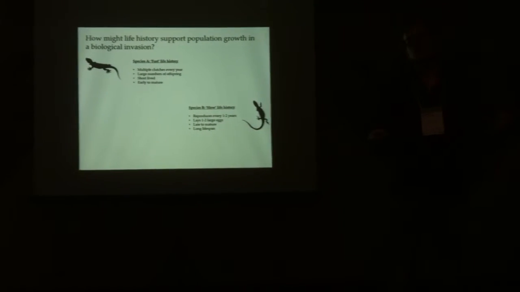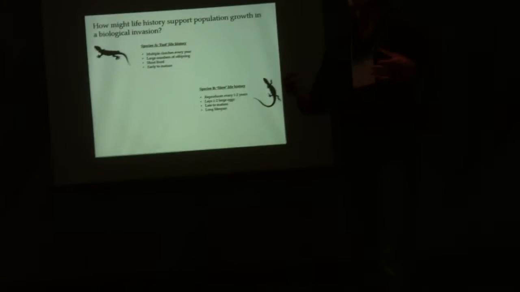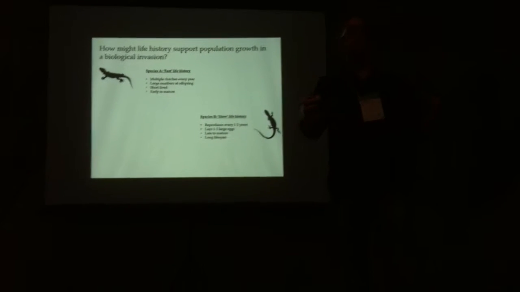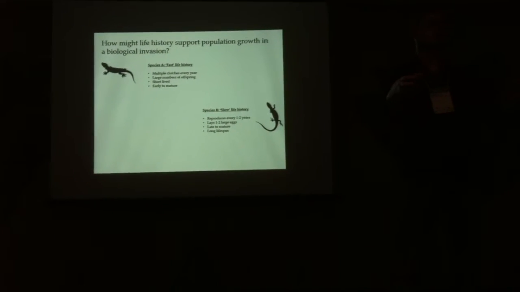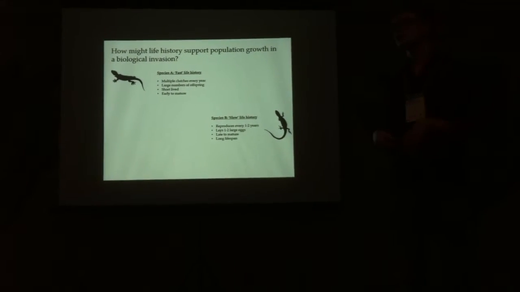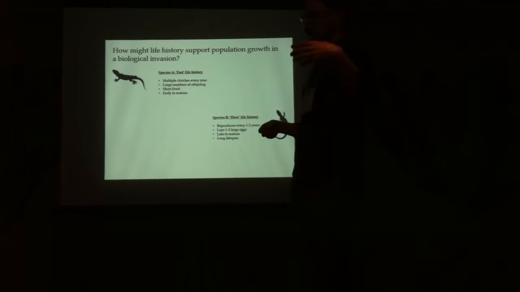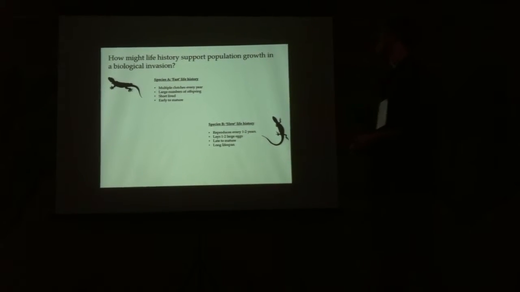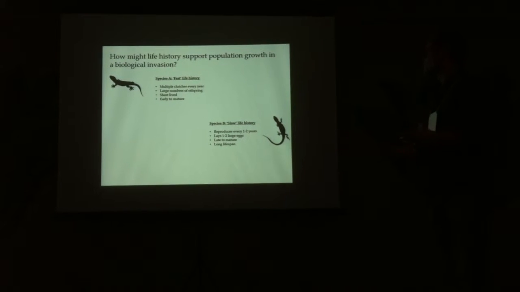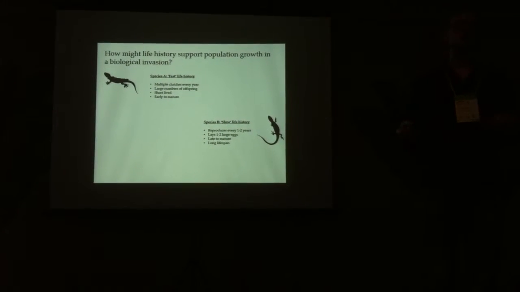The traits that I look at in particular are those that are most likely to be related to population growth from the very small levels you see at the beginning of most biological invasions. And those are the ones related to reproduction, life history traits. How might they support population growth in a biological invasion?